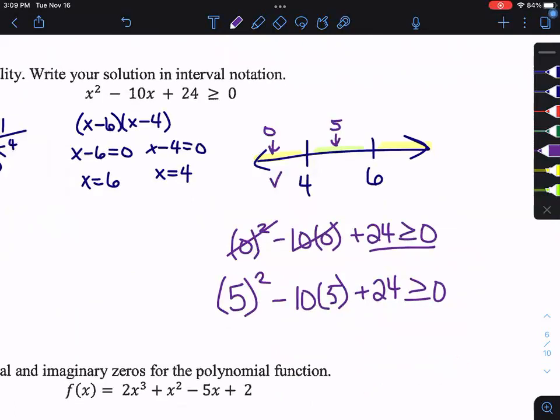If I compute this, 5 squared is 25 minus 50 plus 24, that's going to actually give us negative 1 is greater than or equal to 0. That is not true. So this section is not part of my solution.